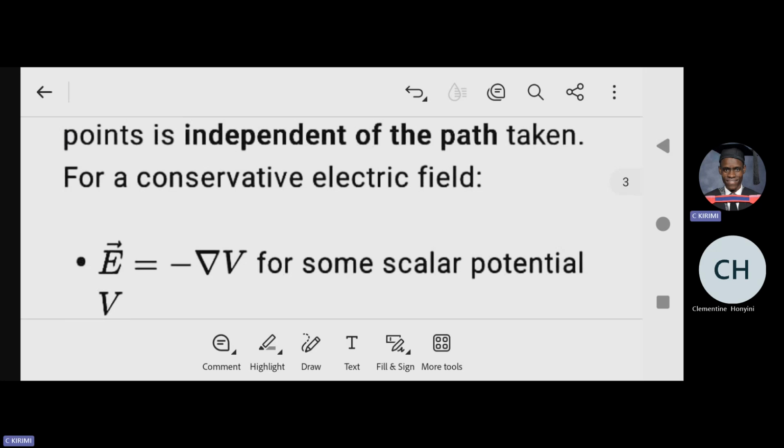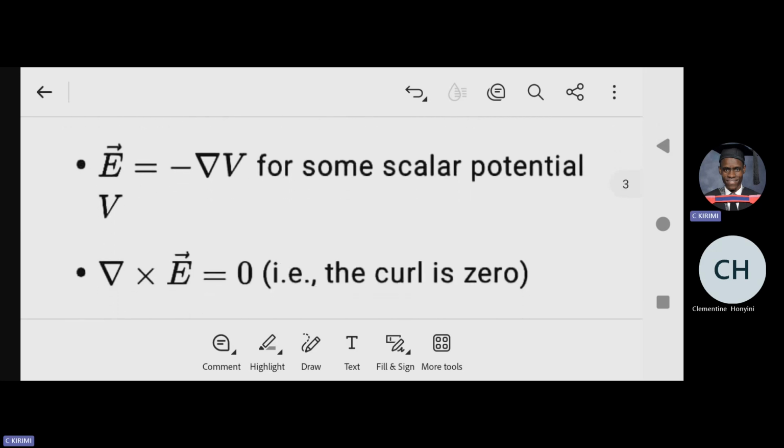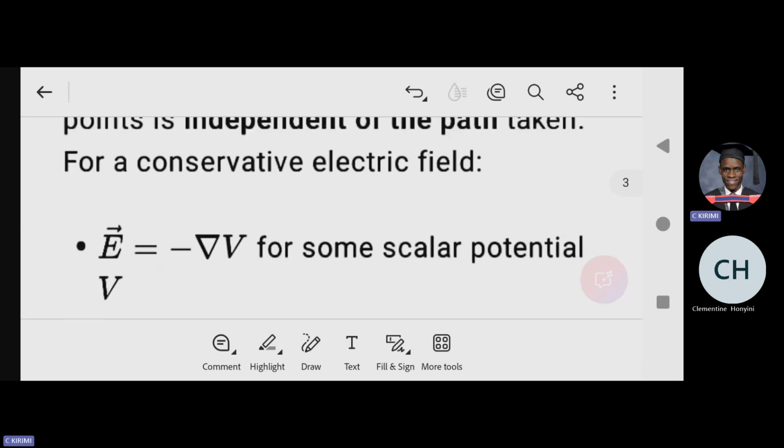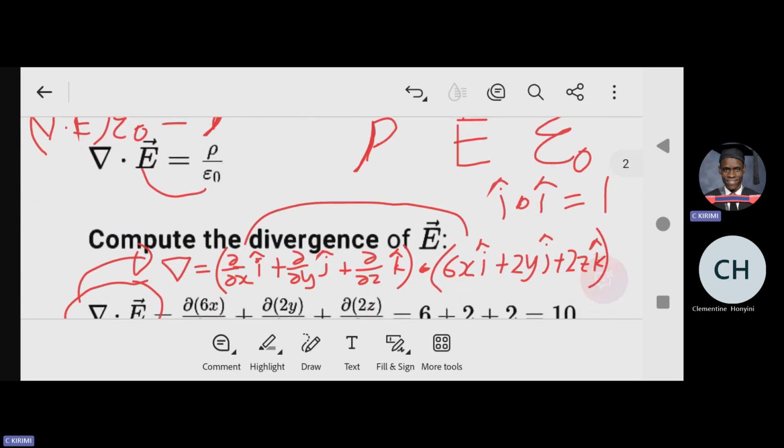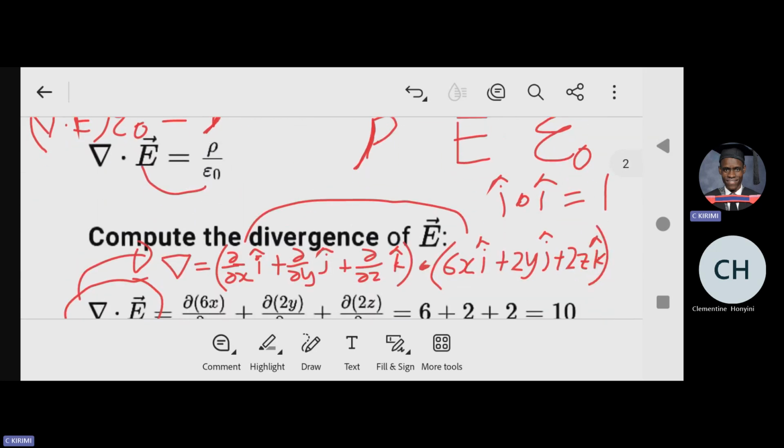For some scalar potential, remember potential we referred to with V, for example potential energy, the divergence, here we're dealing with the dot. The dot gives us the divergence of E. Can you see where it's written? The divergence: something diverging. It's not converging, it's diverging, moving away.